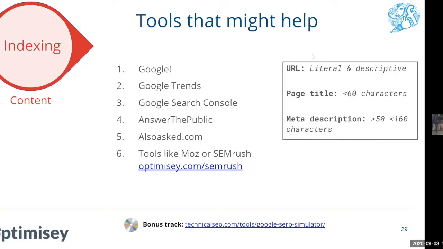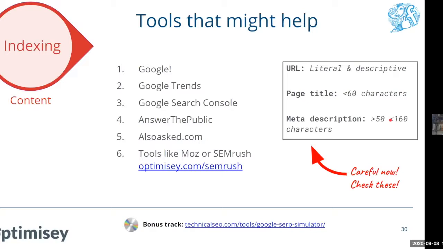I'll leave the other ones there for you to find out for yourself. I've got a little box over there on the right-hand side showing some hints about the length of page title that you want to be aiming for, less than 60 characters, meta descriptions between 50 and 160 characters. But there is a caveat with that.